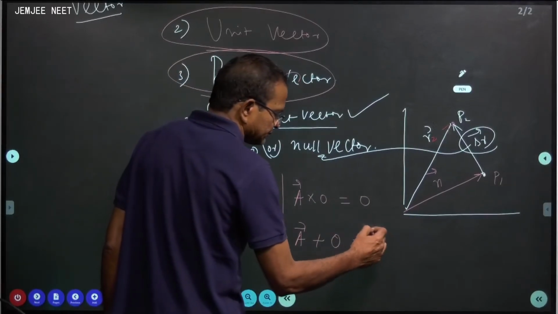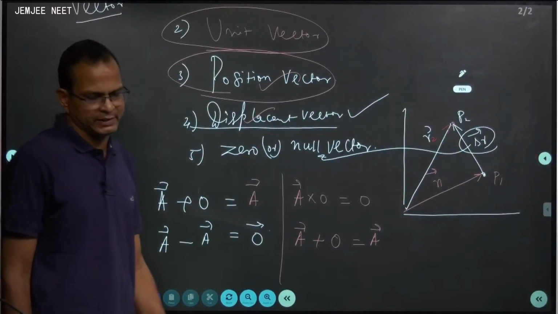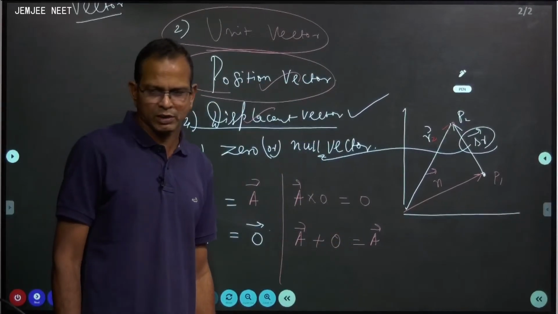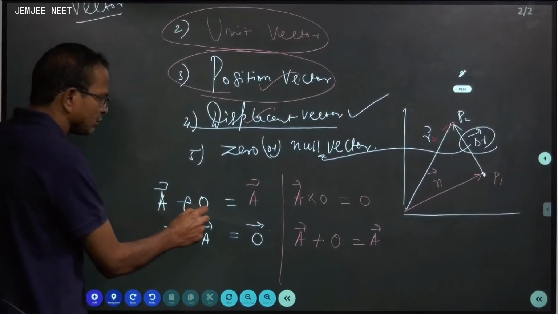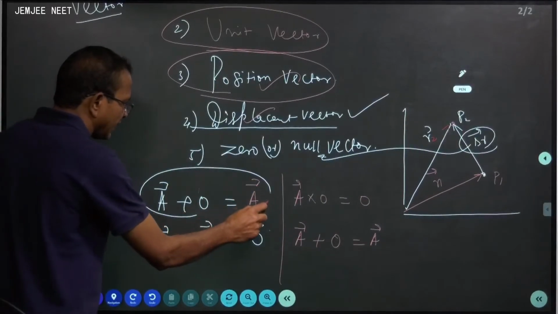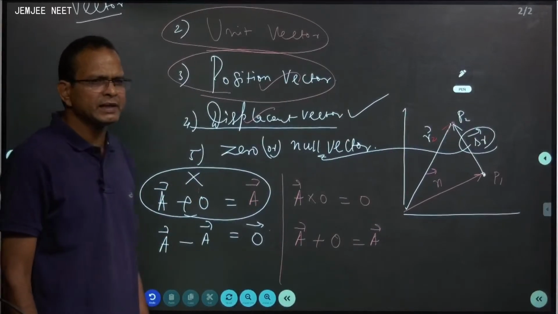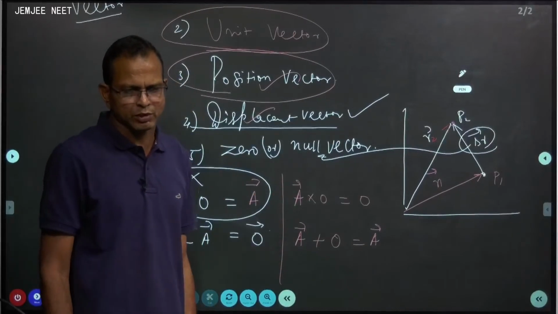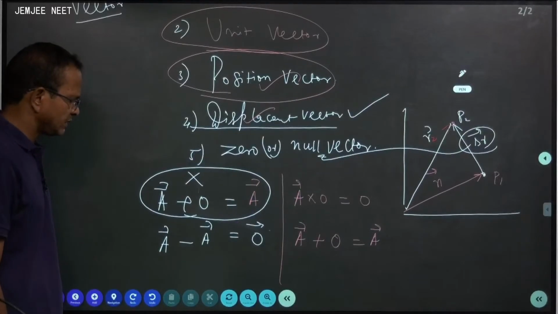A vector. Now some mistakes are there in these four equations I have written here, one or two. What are they? Let us check. A vector plus 0. Here 0 is a scalar, right? This is an impossible operation in mathematics. Nobody can add a scalar to a vector. It is not possible.